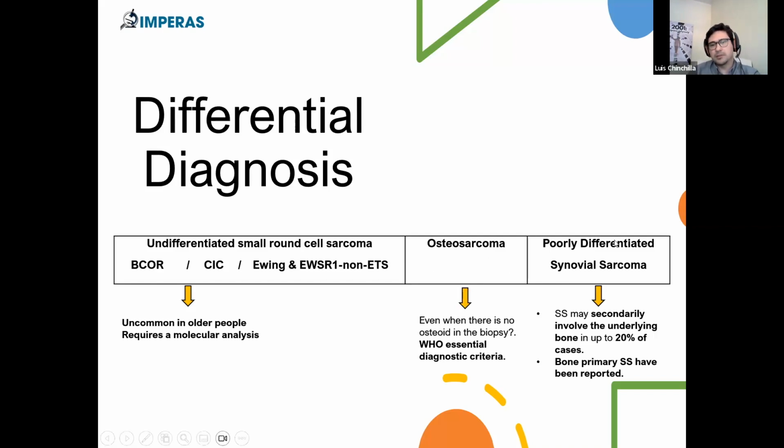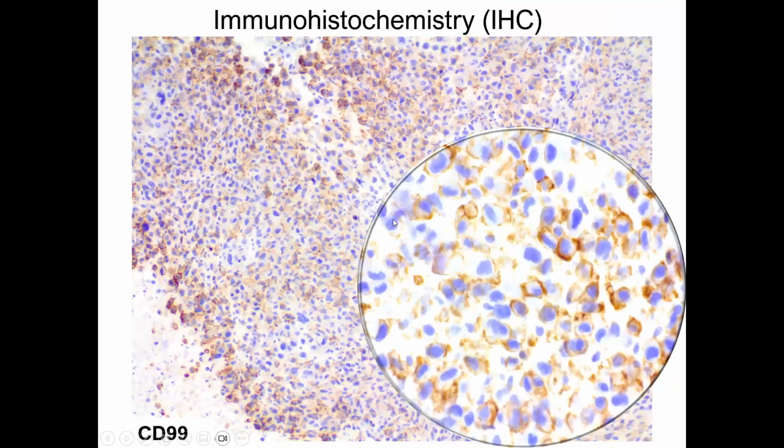So I was confused with this option. And finally, I thought also of a poorly differentiated synovial sarcoma, which is infrequent or rare in bone as a primary tumor, but secondary involvement of bone was observed in at least 20% of cases. And bone primary synovial sarcoma has been described also. Let's go to the immunos. This was CD99.